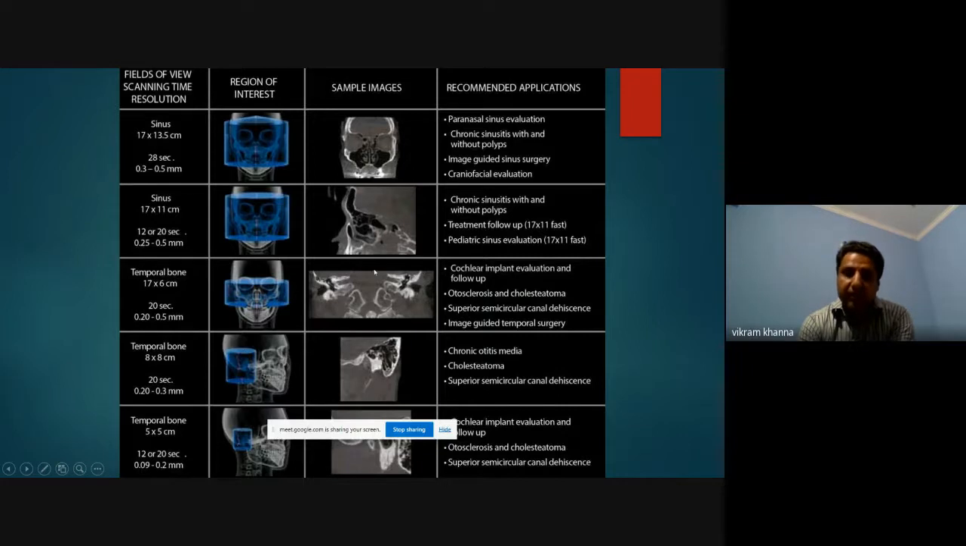Nowadays it has been quite used in ENT patients also, where you want to see cochlear implant or middle ear, even the bones present in the middle ear: malleus, incus, and stapes. So it can also be seen for otosclerosis, cholesteatoma, superior semicircular canal dehiscence. All these things you can see, right from chronic otitis media. Again, nowadays CBCT has been preferred. So these are all the things which you can see on the CBCT machine.